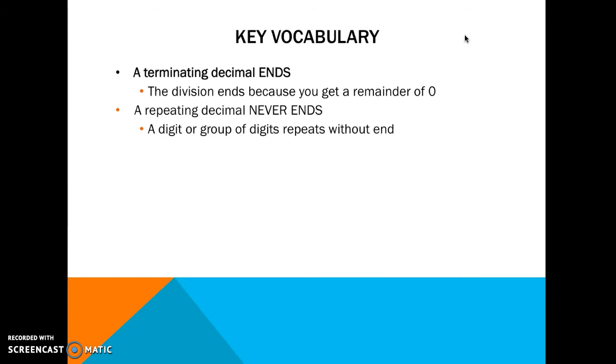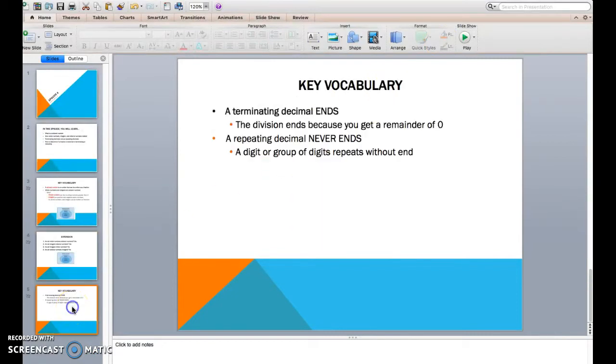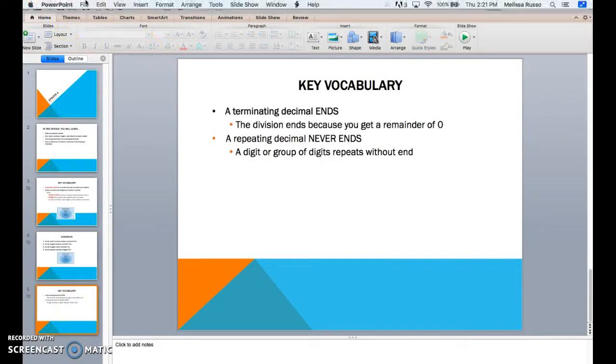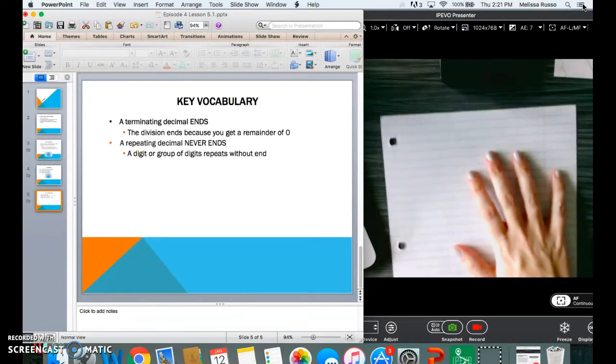And then a repeating decimal never ends. That means it's going to go on forever and ever and ever, right? So it never ends. So it is a digit or a group of digits. So sometimes it's just one number that repeats, and then sometimes it's a group of numbers that repeats without end. So the question here is to figure out, how do I know if something is a terminating decimal or a repeating decimal? So we're going to go through a couple of examples together.